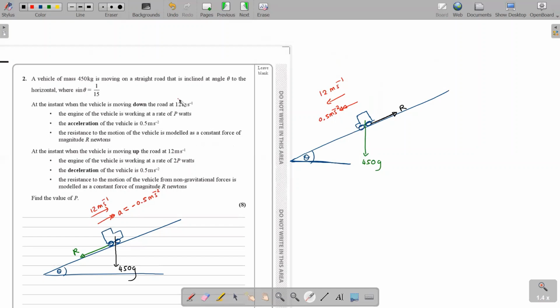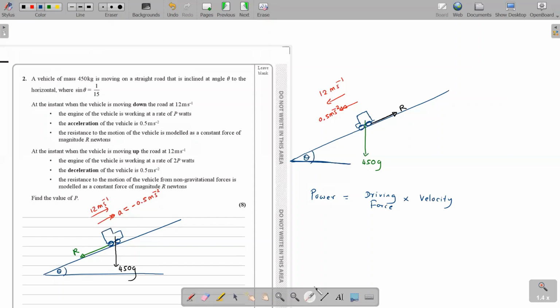First of all, you need to realize the vehicle is having a rate of P watts here. So how do we get the power? What is the equation we use for power? Power equals the driving force into velocity. Remember, it's not any force, it's not the resultant force. It's the driving force produced by the engine of the vehicle.